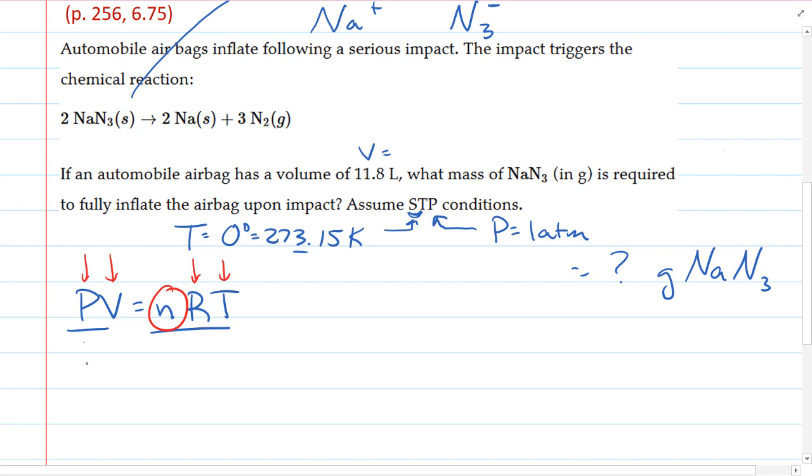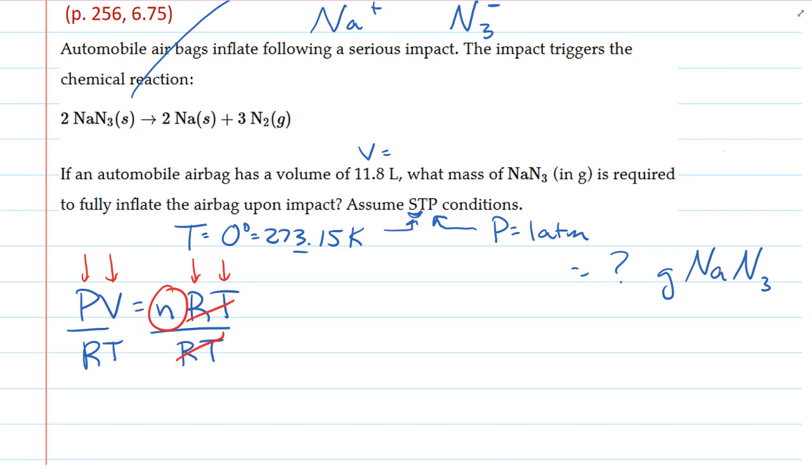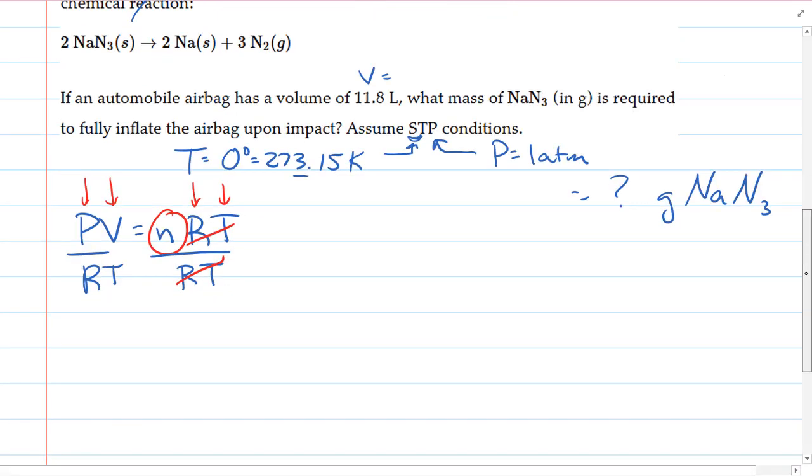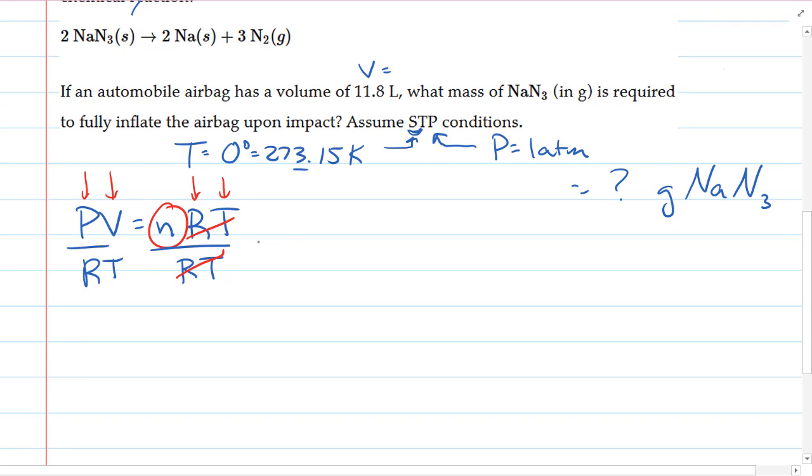And we rearrange it by dividing each side by RT. RT winds up canceling out. And it tells us that the number of moles is equal to PV over RT. So we substitute in the values. Our pressure is 1 atmosphere, and of course that's really 1.00, etc., on up into infinity, atmospheres. The volume is 11.8 liters.